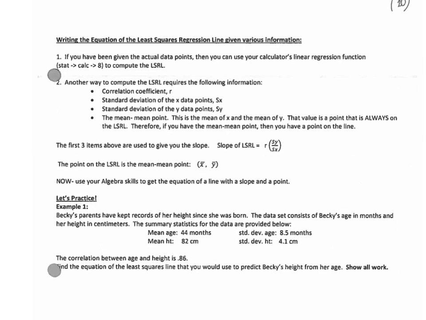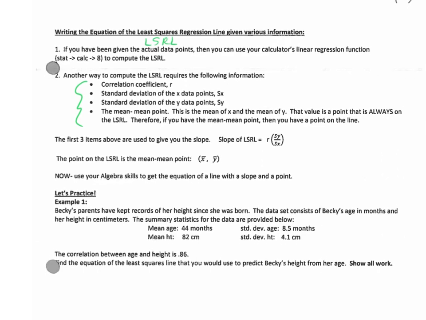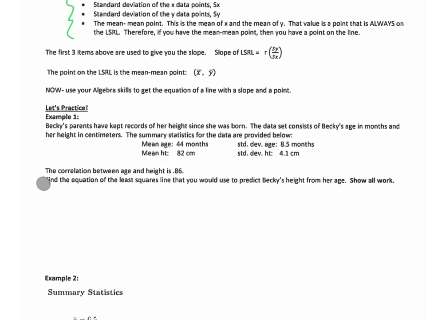Next, this is the second concept that we're doing. What we're going to do is learn how to take this information here, correlation coefficient, standard deviation, and means of data, and come up with that least squares regression line. So come up with the least squares regression line without all of the pieces of data. So how do we do that if we have some different information instead? Let me go ahead and introduce it with this problem here.